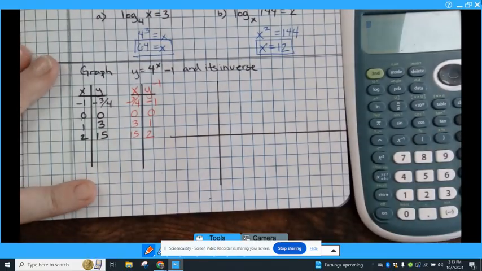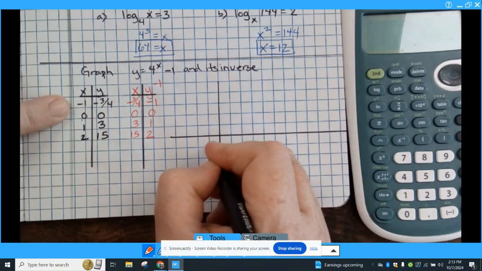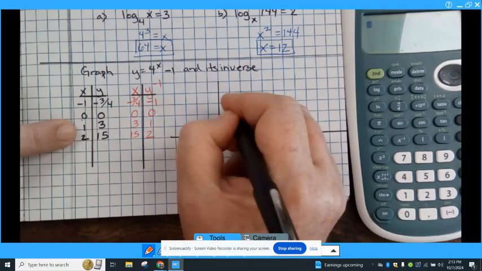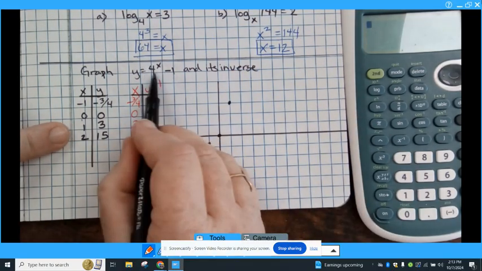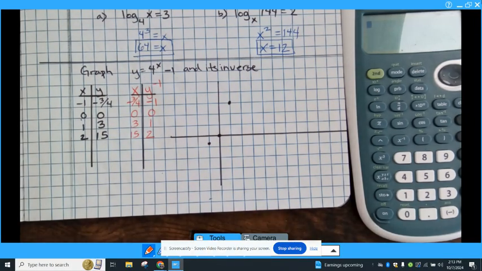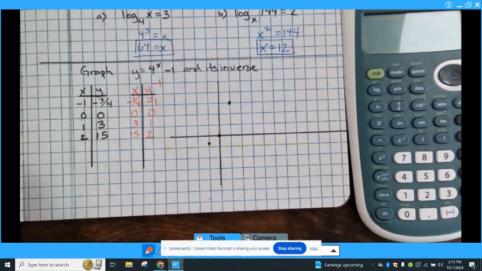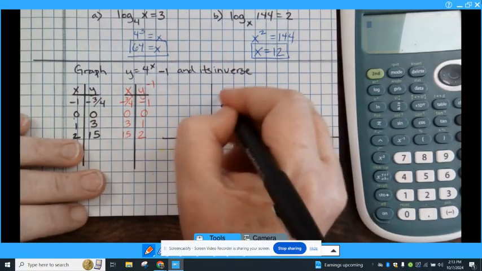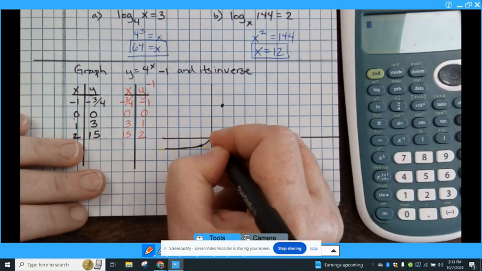So I'm going to graph those points. I'm going to start with the original. So negative 1, negative 3/4, 0, 0, 1, 3, 2, 15 is going to go up really fast. This is going to have an asymptote at negative 1. I'm going to put that in there as a, I don't know if you guys can see that, but I kind of just made a highlighted dotted line. So it's going to not touch negative 1, but come so close to it.